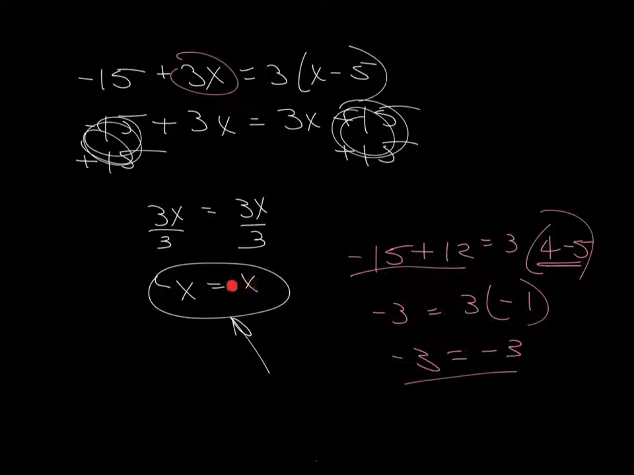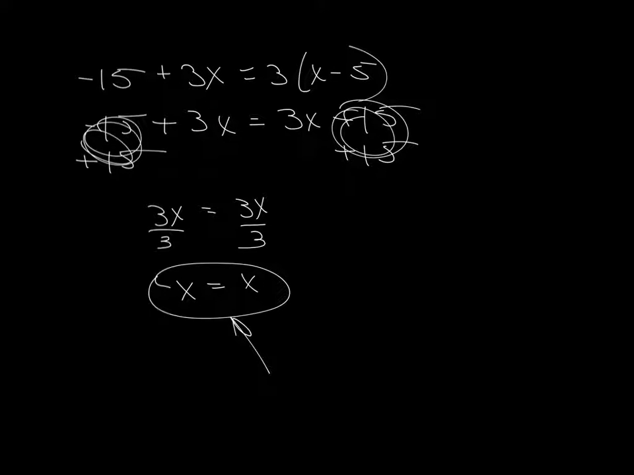So when your answers are equal to each other like that, and either the variable goes away and you have negative 15 equals negative 15 or x equals x, anything works. So the answer for that one would be an infinite number of solutions. Okay, let's go to solving equations by factoring.